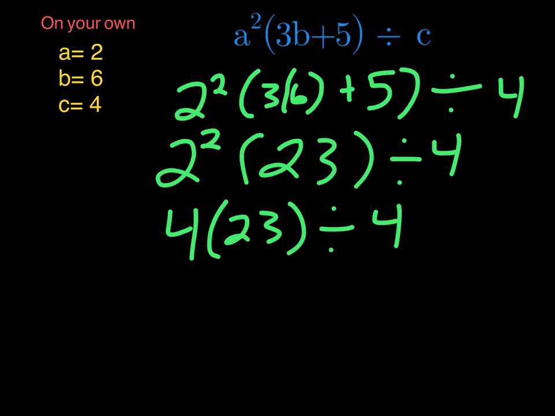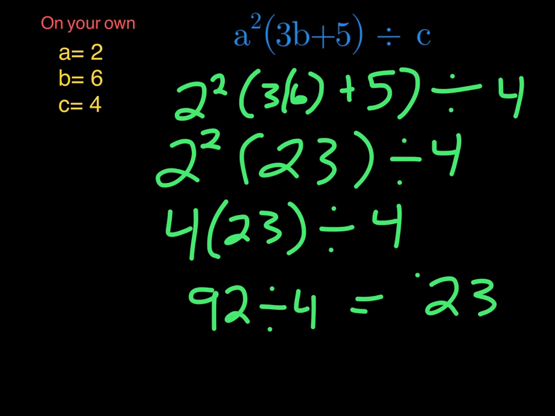Now I'm in multiplication and division, and I have both of them, 4 times 23, and then 23 divided by 4. And I need to work from left to right. So I'm going to do 4 times 23. And when I do that, I'll get 92. Divide that by 4. And you should get 23. That's all it takes. Not too bad, right? Or at least I hope.